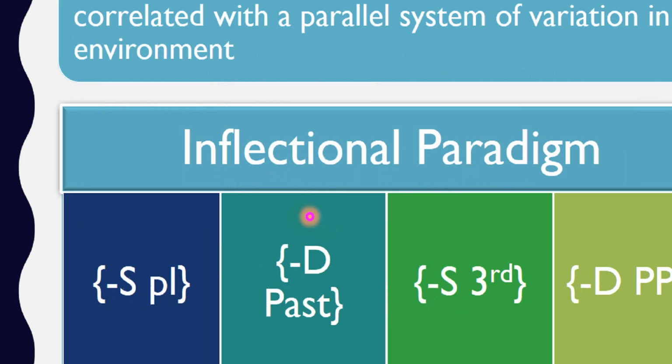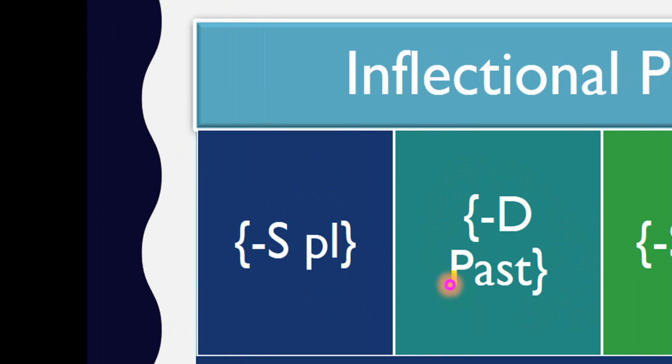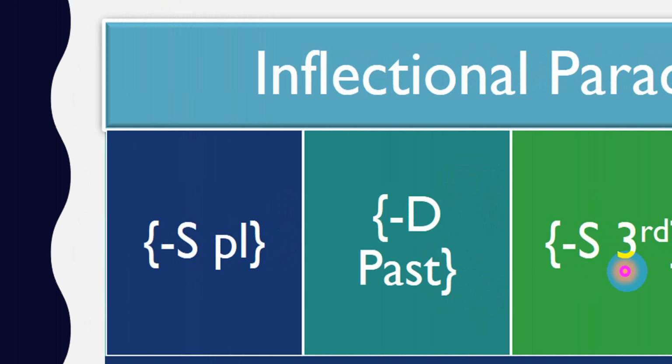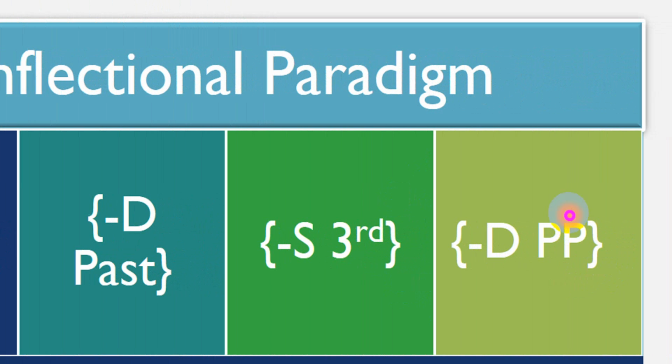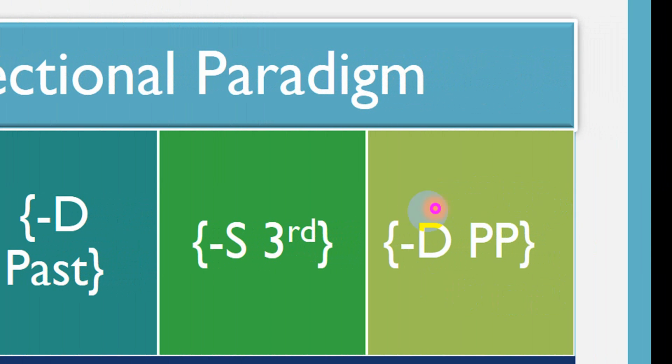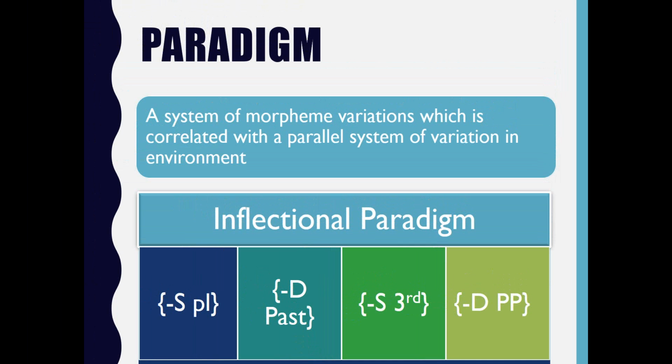The first one is the S ending to mark the plural, the ending for past tense, the S ending for the third person singular, and the last one is the ending for past participle. Okay, let's see the example.